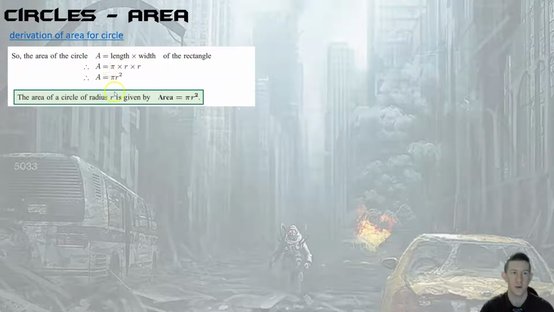So we resolve with this equation, the area is equal to pi r squared. And that is the area of a circle. So pi times the radius squared. And as we saw in indices, we know that this is just r times r. So this is really important. We'll use this a lot. This is the area of a circle.